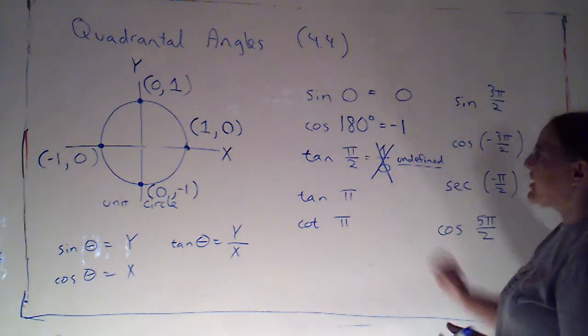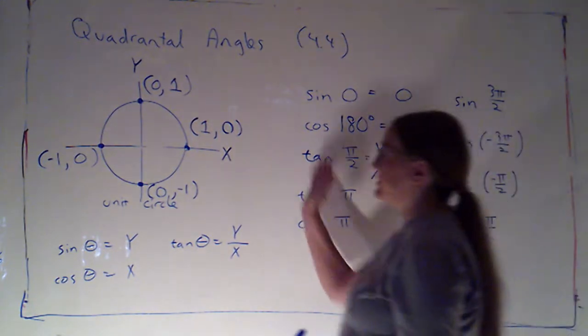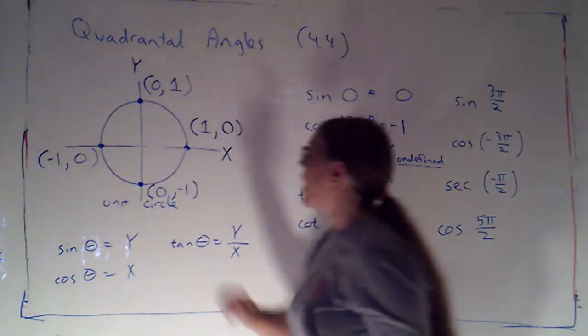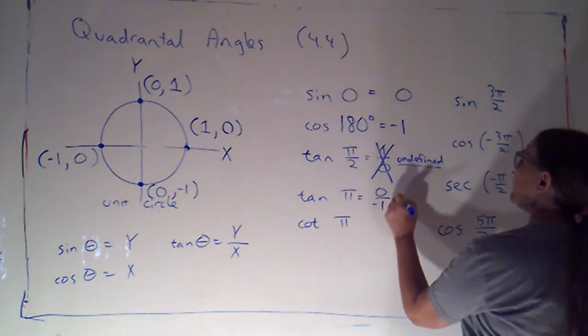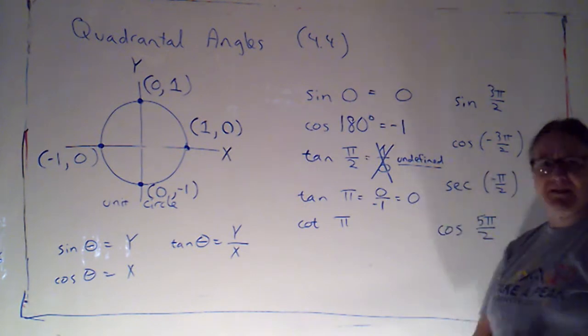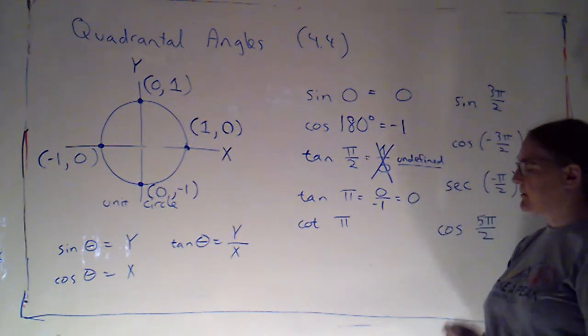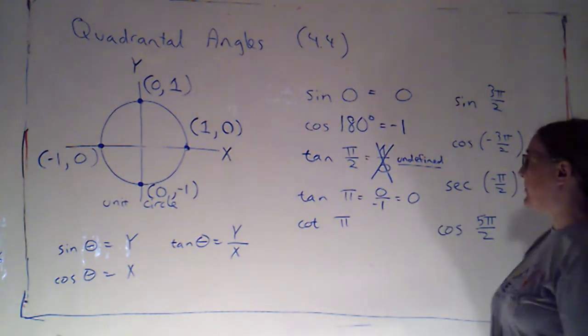Okay, let's try tangent of pi. Pi is half of a revolution, so that's the same as 180 degrees. Now if I do y over x, that's 0 over -1. I do want to simplify that, but that simplifies to 0. So 0 on top, great. 0 on bottom, undefined. Let's try cotangent of pi.